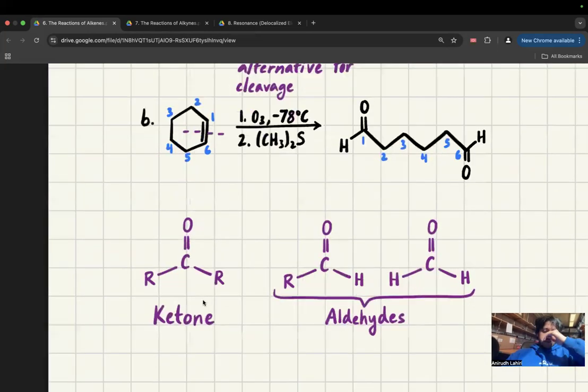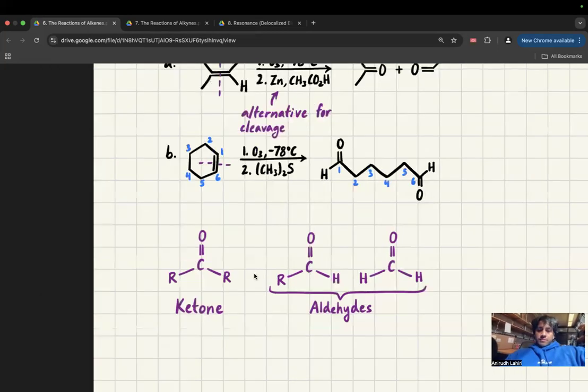A ketone is when we have a C double bonded to an O, R's on both sides. An aldehyde is when we have a C double bonded to an O, R on one side, H on the other side. And remember, R is just carbon and then a bunch of other stuff.